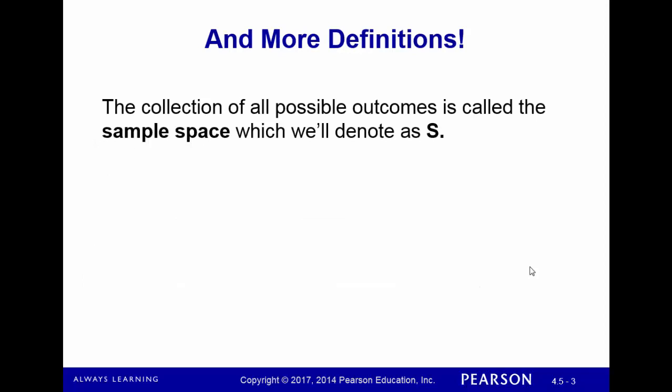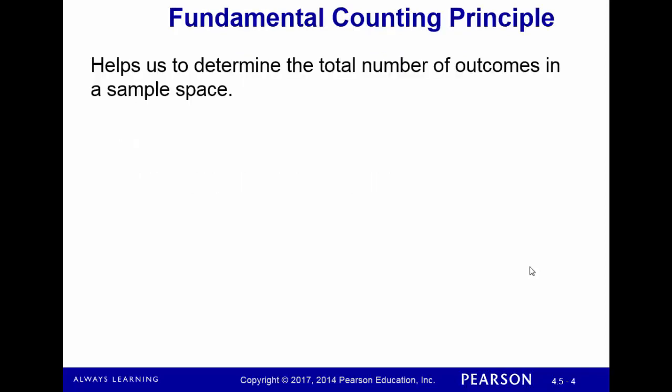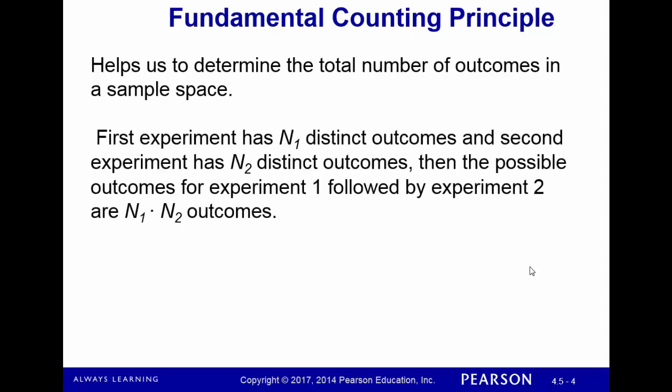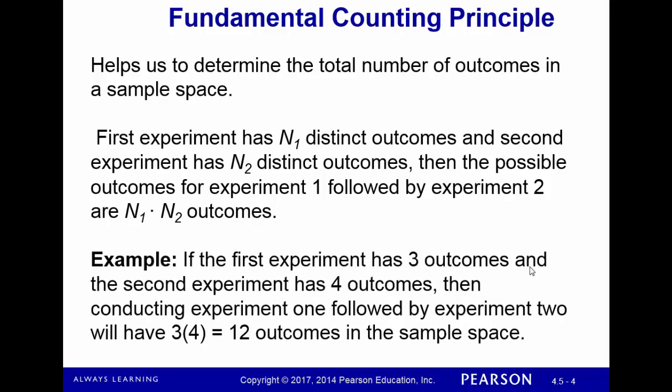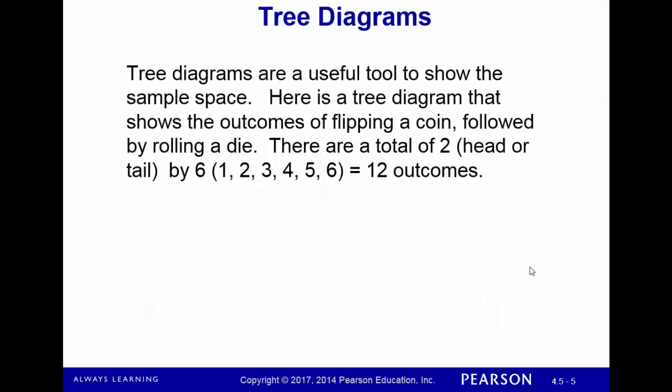The collection of all the possible outcomes is called the sample space, and we'll denote that with a capital letter S. We group outcomes into events. The fundamental counting principle is a way to help us determine the total number of outcomes in a sample space. So the first experiment has N1 outcomes, and the second one has N2 distinct outcomes. Then the possible outcomes for experiment 1 followed by experiment 2 is N1 times N2. So for example, if the first experiment had 3 outcomes, and the second had 4, and we conducted experiment 1 followed by experiment 2, there would be 3 times 4, or 12 outcomes in the sample space.